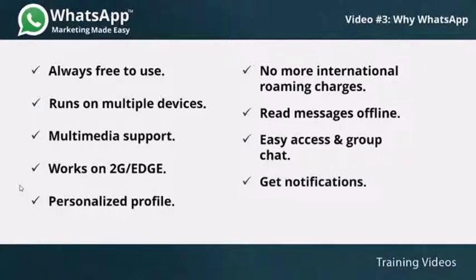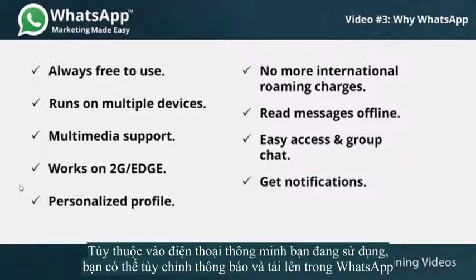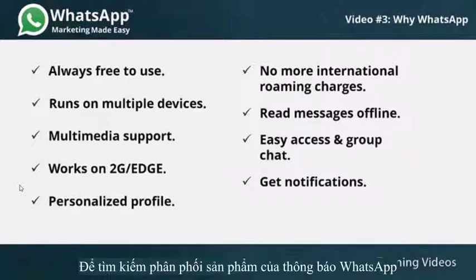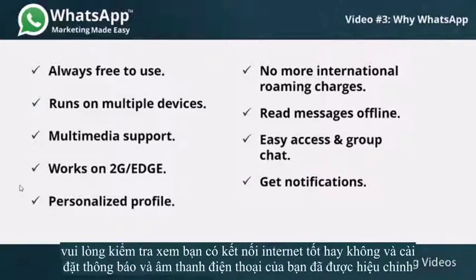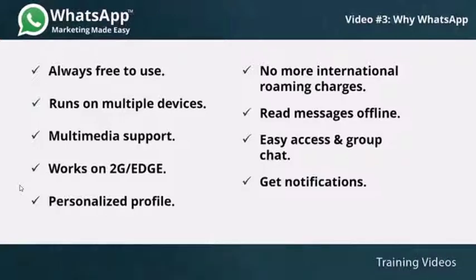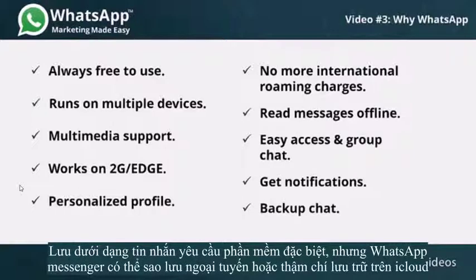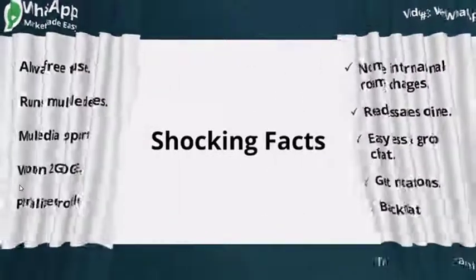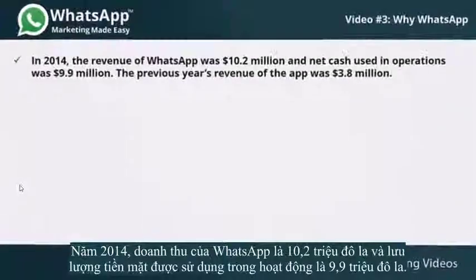Get notifications. Depending on the smartphone you are using, you can customize your notifications and alerts in WhatsApp. To ensure the prompt delivery of WhatsApp notifications, please check that you have a good internet connection and your phone's sound and notification settings are configured properly. Backup chat. Saving SMS requires special software, but WhatsApp messages can be backed up offline or even stored on a cloud.